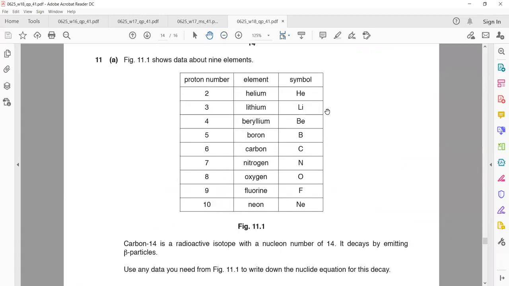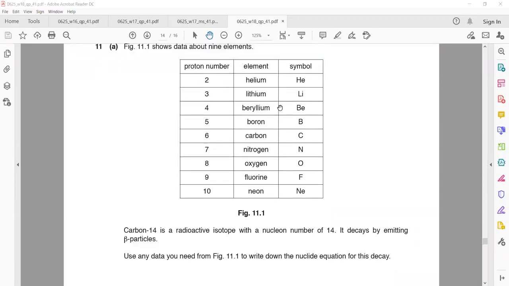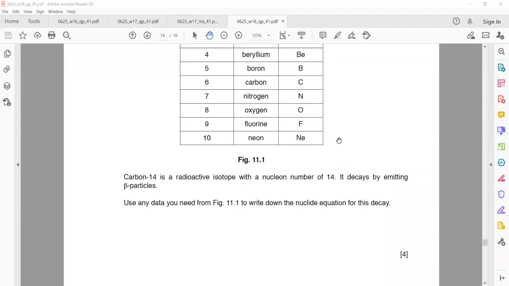Okay, in this question, and for atomic physics, you don't have to memorize the symbol for the element, even their proton number or neutron number. If any question asks you to write a correct symbol, they will provide you a table or the symbol directly. Figure 11.1 shows the data about the 9 elements from helium till neon.